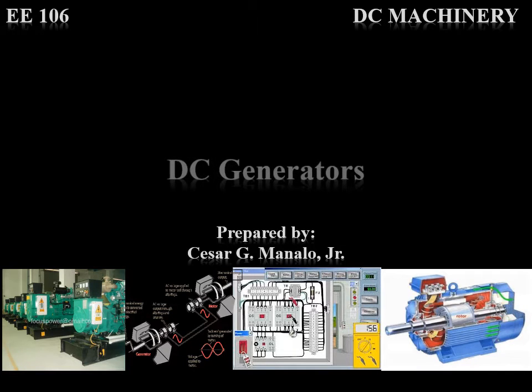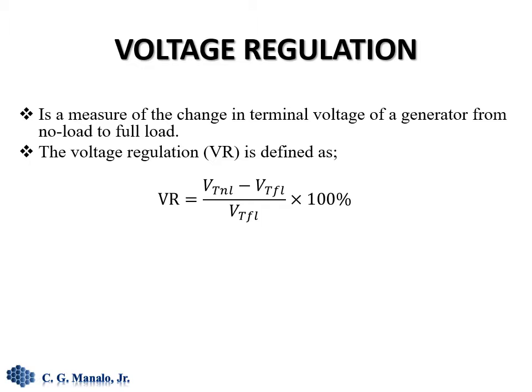In this module, we'll talk about voltage regulation, power, and efficiency of DC generators. One of the measures of the change in terminal voltage of a generator is what is called the voltage regulation. Earlier, we have witnessed how the terminal voltage of generators changes with load, and we would like to know how much change there is from no load to full load.